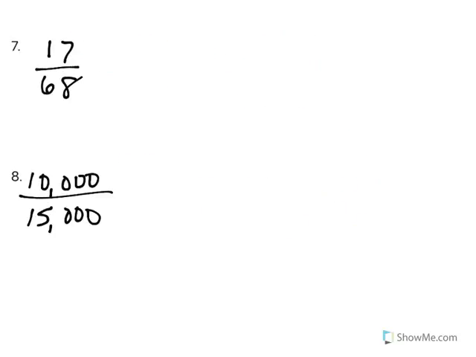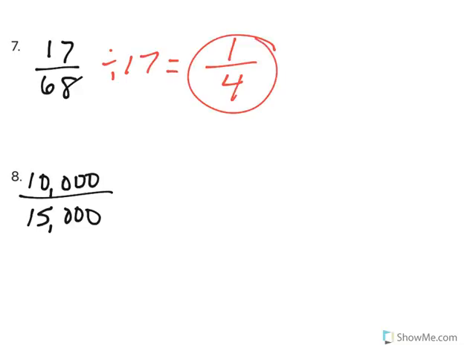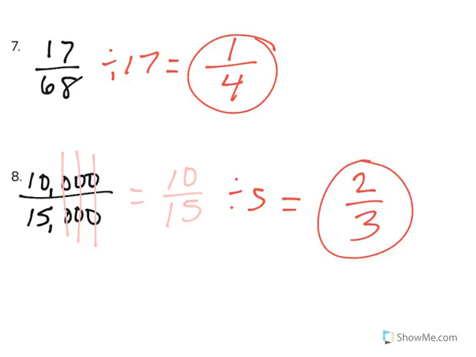Number 7, 17 over 68. Now with 17, you're like, well, 17 is 1 times 17, and that's it. So if you say, okay, well, what is 68 divided by 17? Does that come out nicely? And the answer is yes. So if I divide top and bottom by 17, I end up with 1/4. So you always kind of want to go with the littlest number. What goes into the smallest number? Use that to kind of see if it fits into the biggest one. In number 8, again with the zeros. Each 0 can cancel out with one of the zeros, and I'm left with 10 over 15. We can divide 10 and 15 by 5, and I end up with a fraction reduced to 2/3.